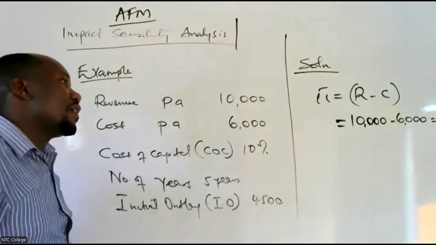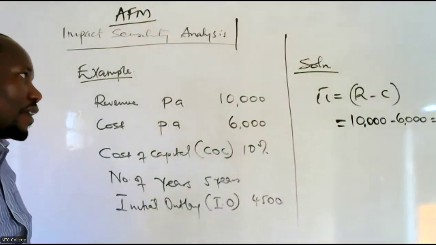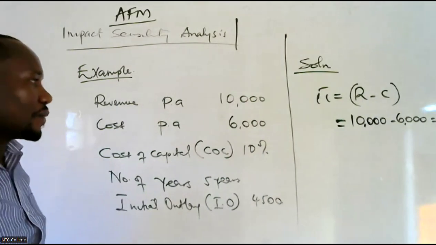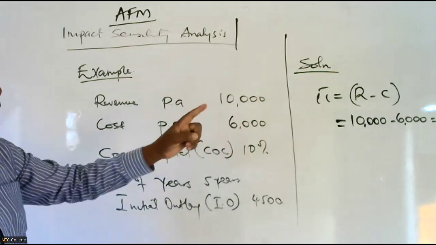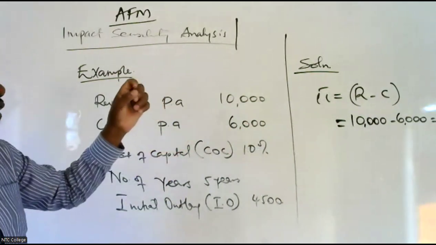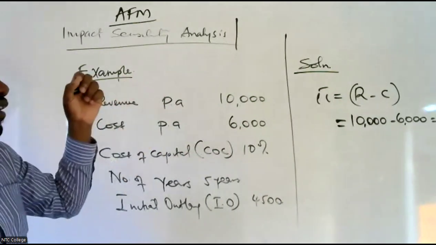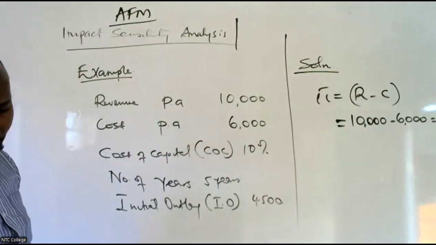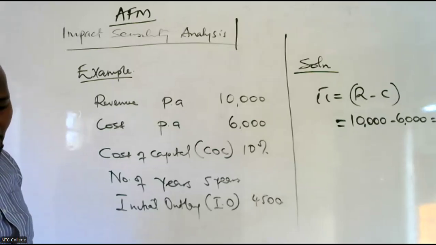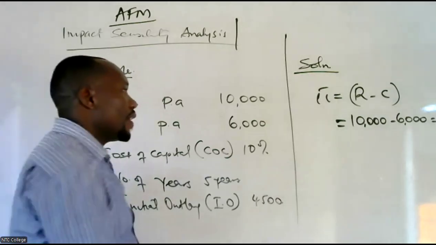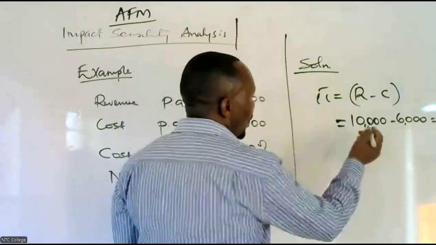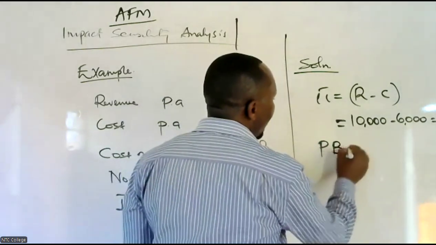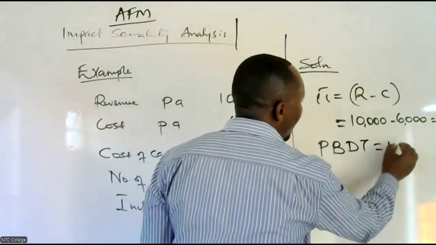But we need to discount it, right? For NPV, we have to discount that profit. Profit is the cash flow, that is money that has come in. The amount that we normally discount must be the free cash flow. Therefore, our free cash flow is normally profit minus all expenses. So this one is the same as profit before depreciation and tax, which is 4,000.